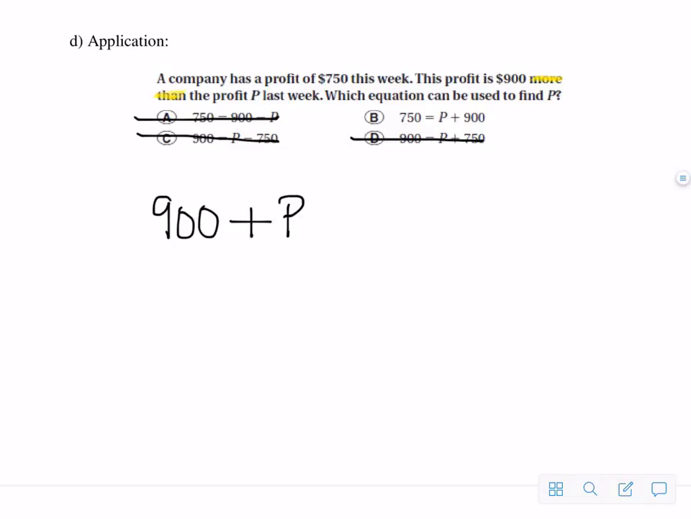But let's explain what the word is means in math. You may not have remembered this, but is always means equal to. So this profit of 750 is equal to 900 more than or plus the profit P. So when you're trying to translate something, it's just looking for those keywords like more than and is. So our answer would indeed be B. They're not asking you to solve it, they just want you to find out what equation would work.